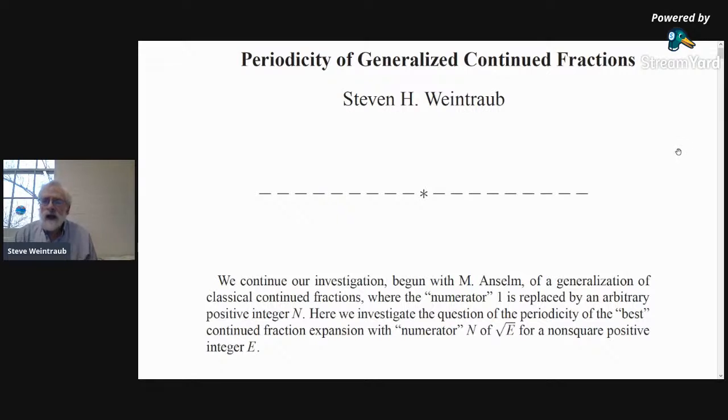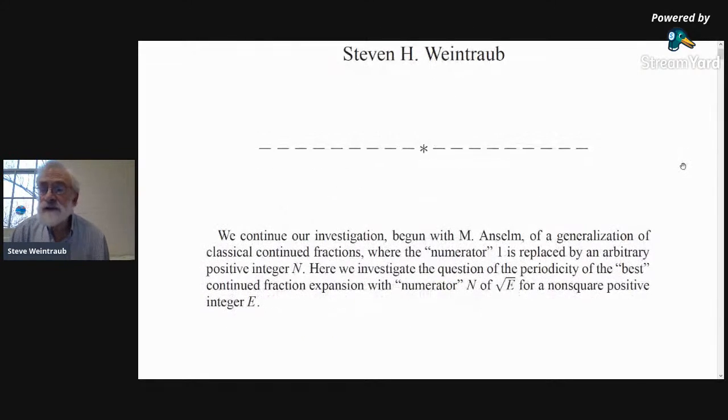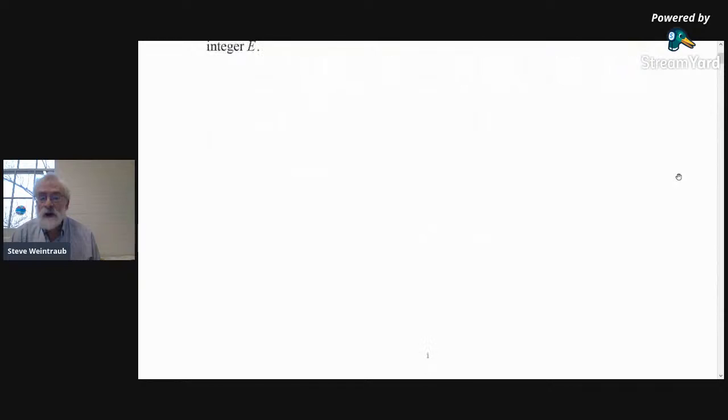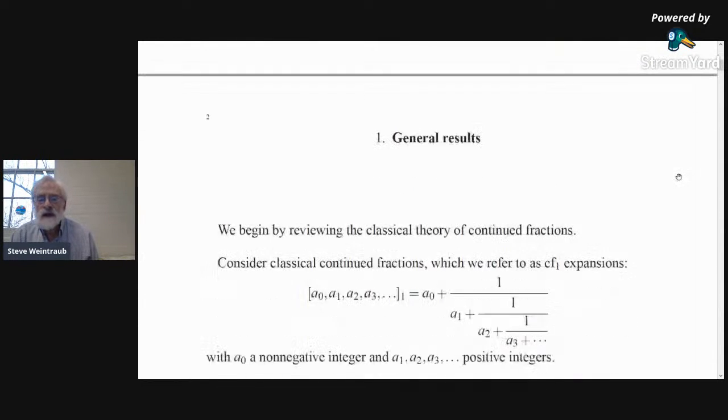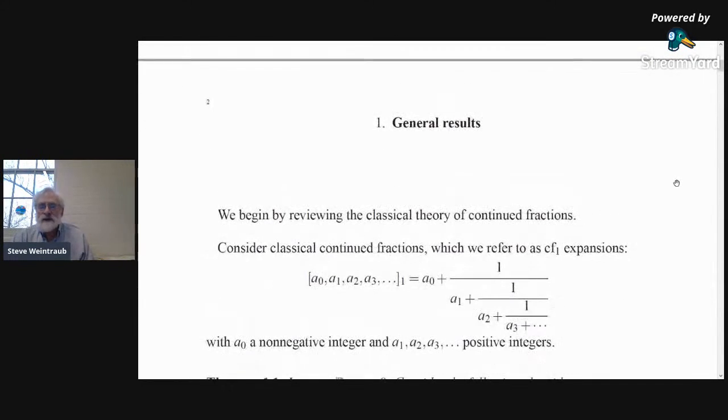Okay, so let me begin by telling you about the classical theory of continued fractions. First of all, I'll tell you what a continued fraction is. I'm going to consider classical continued fractions, and I'm going to call them CF1 expansions. So continued fraction is CF and 1. And here's a continued fraction. It's an expression a0 plus 1 over a1 plus 1 over a2 plus 1 over a3, etc., where a0 is a non-negative integer and a1, a2, a3, etc. are positive integers. The standard notation for this is bracket a0, a1, a2, a3, etc., close bracket.